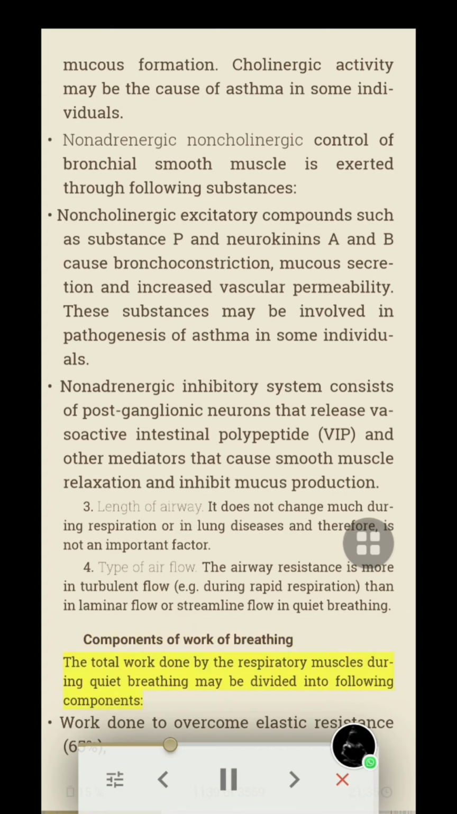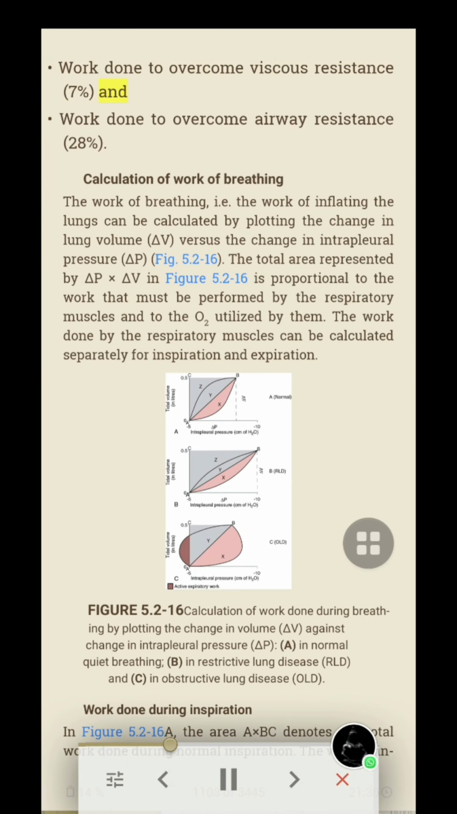Components of work of breathing. The total work done by the respiratory muscles during quiet breathing may be divided into the following components. Work done to overcome elastic resistance, 65%. Work done to overcome viscous resistance, 7%. And work done to overcome airway resistance, 28%.